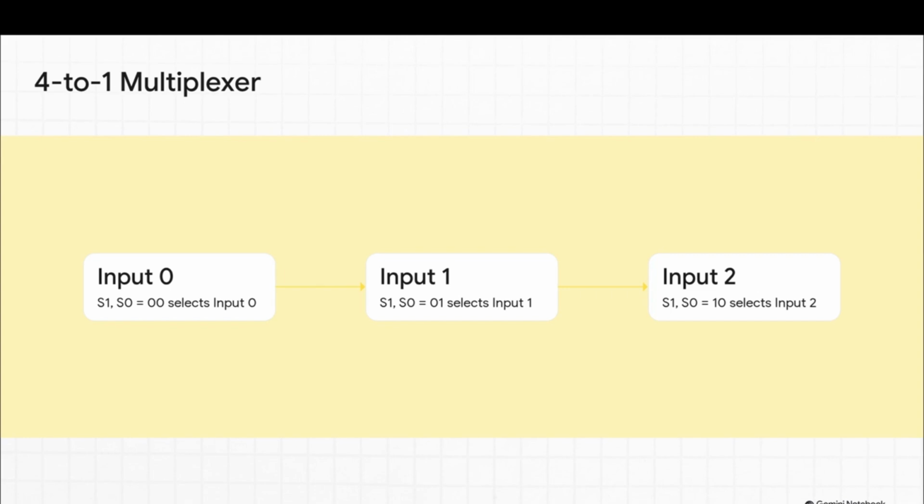The hardware relies on those 2 select lines we just mentioned. Let's call them S1 and S0. Because computers speak binary, these lines can only ever be zeros and ones. So if both lines are 0, the circuit physically switches to allow only input 0 to pass through. But if the select lines change to 0 and 1, boom, the circuit instantly switches to pass input 1 instead. This right here is the physical hardware foundation of data sorting.